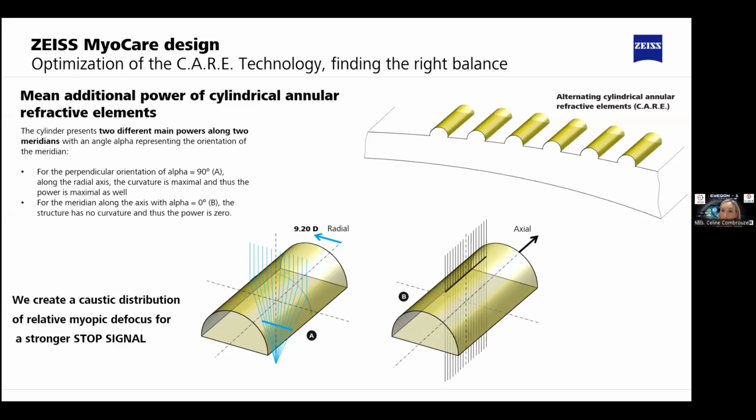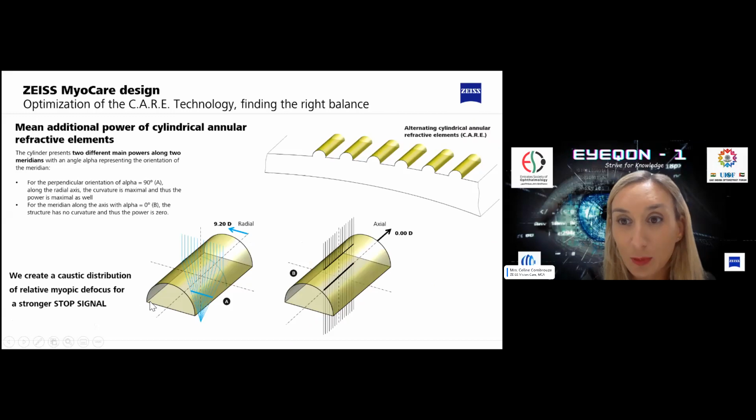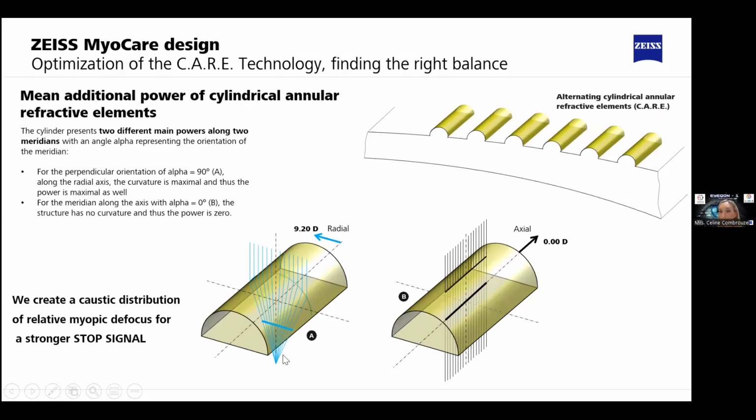We are going to create a power with the radial one, because as you can see, this is where we have a full curve and a planar surface, okay? As we have this full curve, we are able to create a positive power, which is plus 9.2, okay?